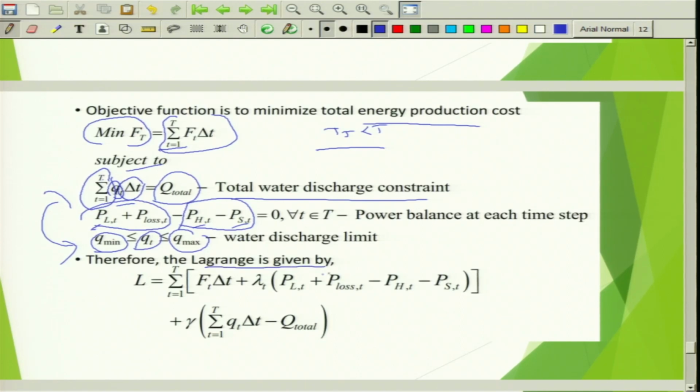So now the Lagrange function is the summation from t equal to 1 to T of the fuel cost of the thermal power plant, plus lambda into the equality constraint, generation should be equal to load, and there is an additional term which is coming up, which is nothing but the constraint of the hydro, gamma into the total amount of discharge of water should be equal to the maximum discharge that is allowable.